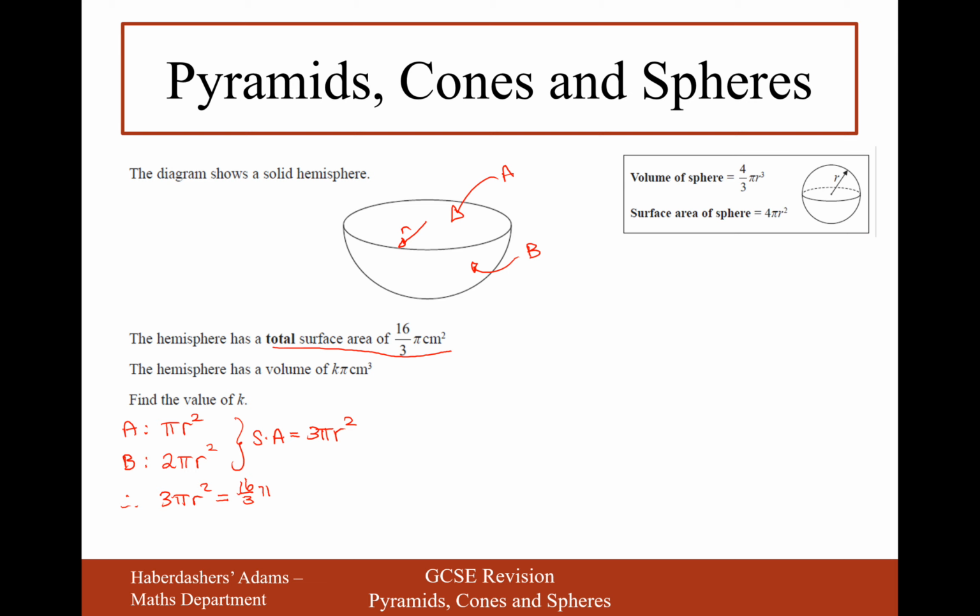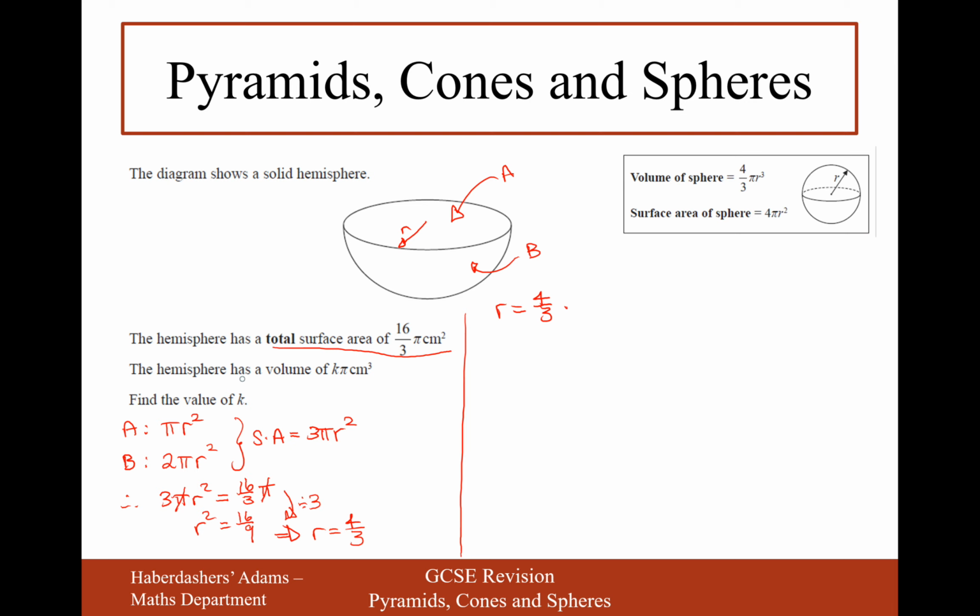So 3 pi r squared equals 16/3 pi. The first thing I'll do is cancel out the pi's on both sides, and I'll divide the 3 onto the other side. So it's going to be r squared equals 16/9. So therefore, square rooting both sides, r equals 4/3. Great, so we now know the radius is 4/3.